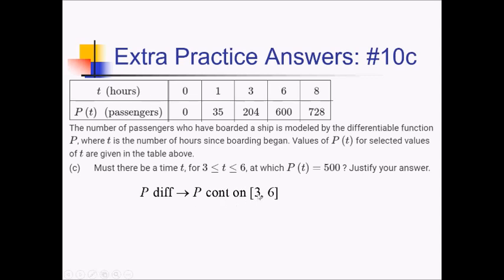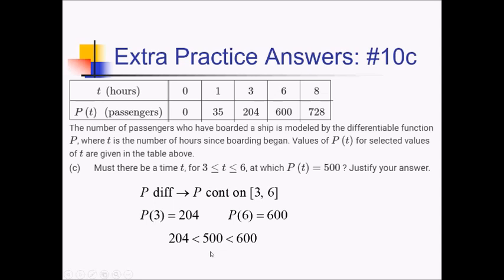Now that we've established that, we have to make sure that 500 is between p of 3 and p of 6, the starting y value and the ending y value. P of 3 is going to be 204. We have that in the table. P of 6 we already have is 600. Is 500 between these? It is. 204 less than 500 less than 600. So since we're going from 204 to 600 and we have a continuous function, that means we have to pass through 500 along the way.